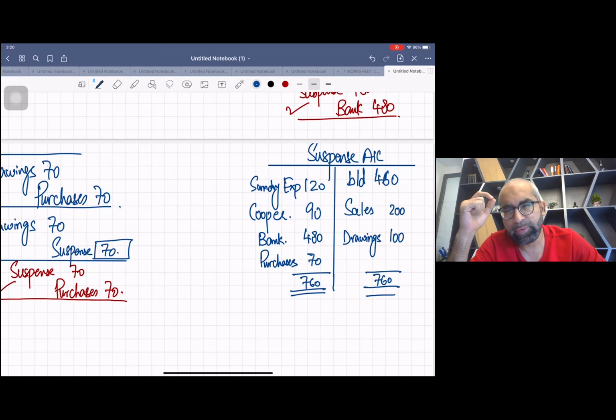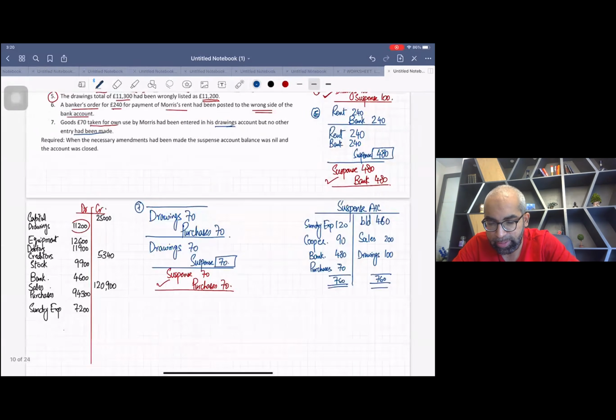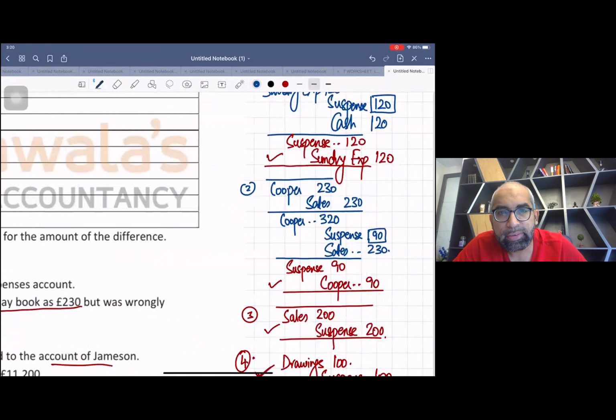Okay, now one more thing, very interesting. Listen. Just see the correcting entries with red pen. In this correcting entry, suspense is debited and sundry expense credited. In the correcting entry, we are also correcting the sundry expense. Sometimes we are correcting the debtor, sometimes the sales.